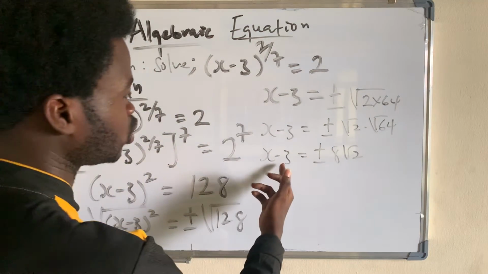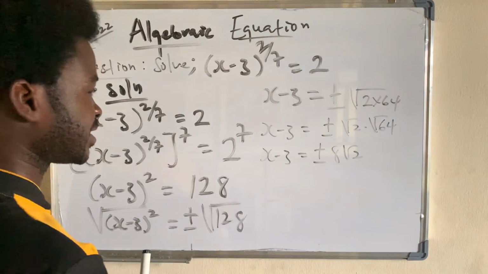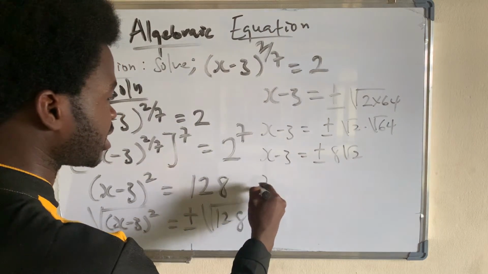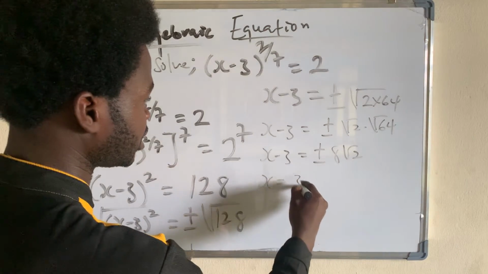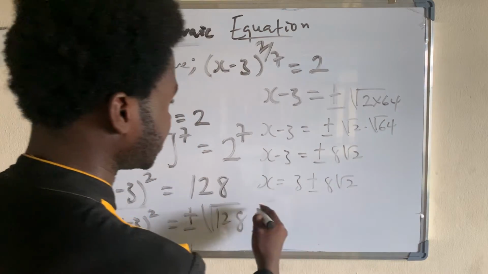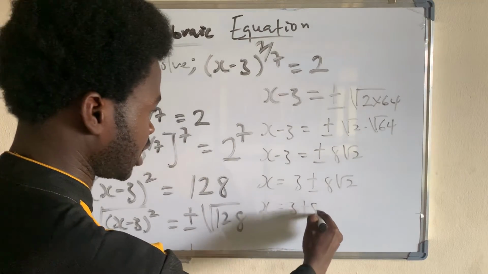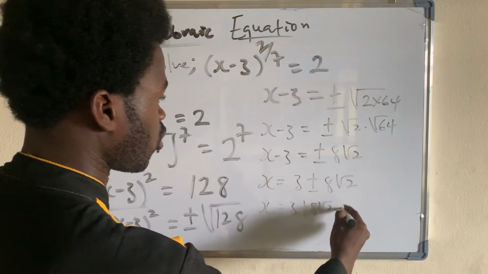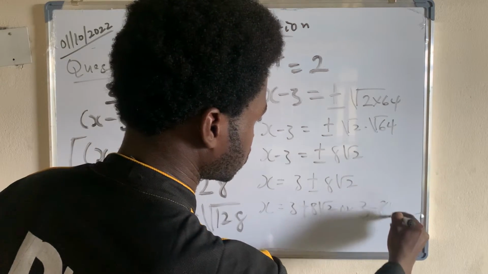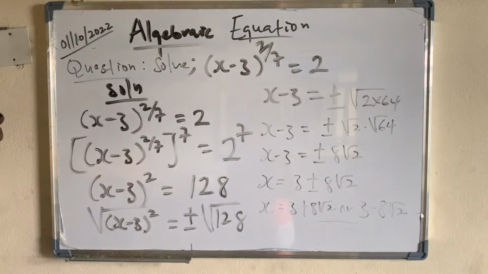So the next thing is to move the value here, negative 3, to the right hand side, or we simply say we add positive 3 to both sides, so that we say x is equal to 3 plus or minus 8 root of 2, and this is the same thing as x is equal to 3 plus 8 root of 2, or 3 minus 8 root of 2. So here we have the solution.